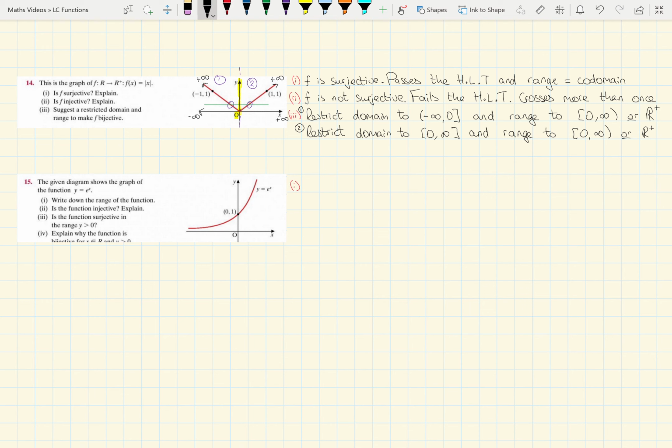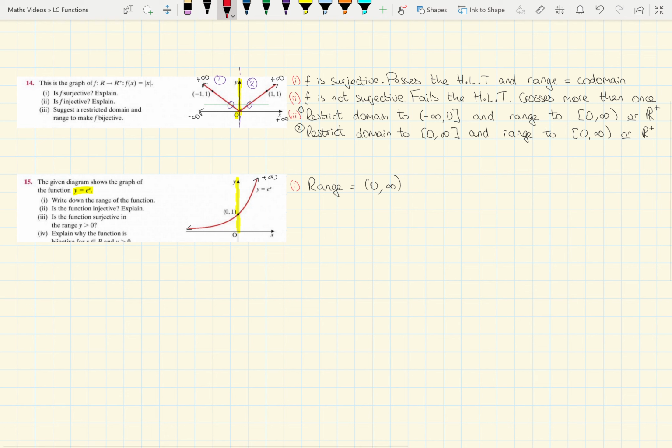In part 1, we're asked to write down the range of the function. So if we have a look here, they've told us y is equal to e to the power of x, so we have an exponential function. So the x-axis is what we call the asymptote. It never actually touches it. So it'll work all the way up, and it's going to keep going and get closer and closer to infinity, but again, never actually touch it. So the range will be 0, rounded bracket, because it doesn't touch it, as we said, to plus infinity.